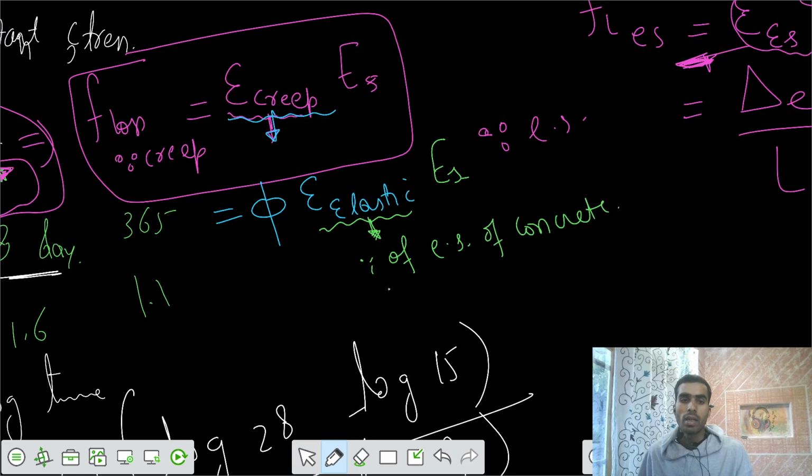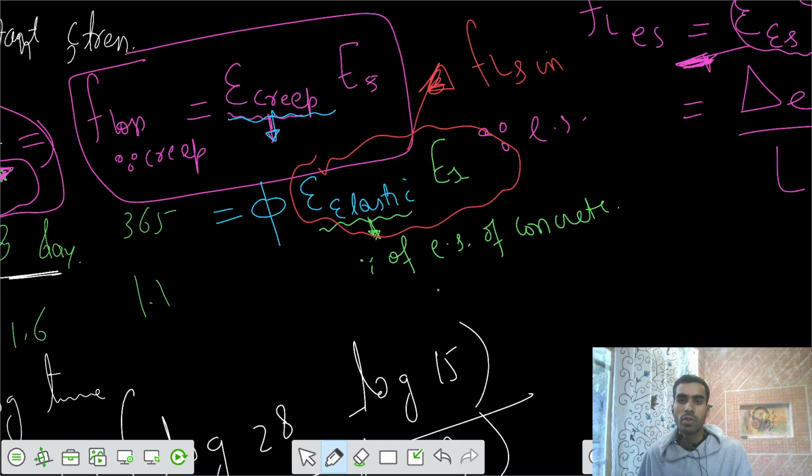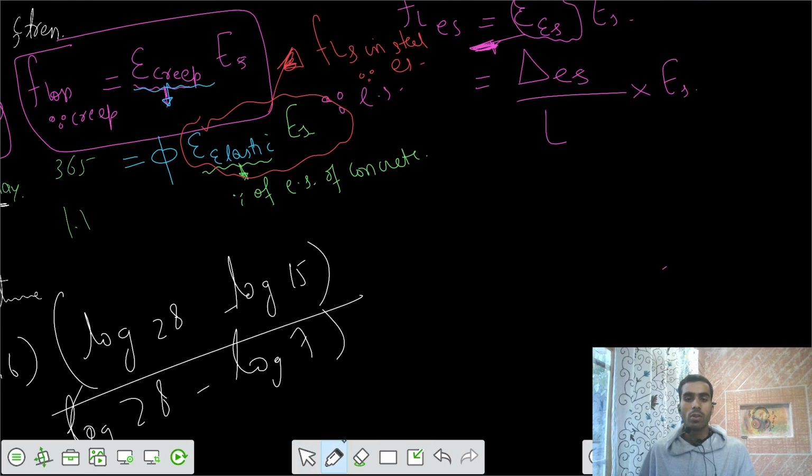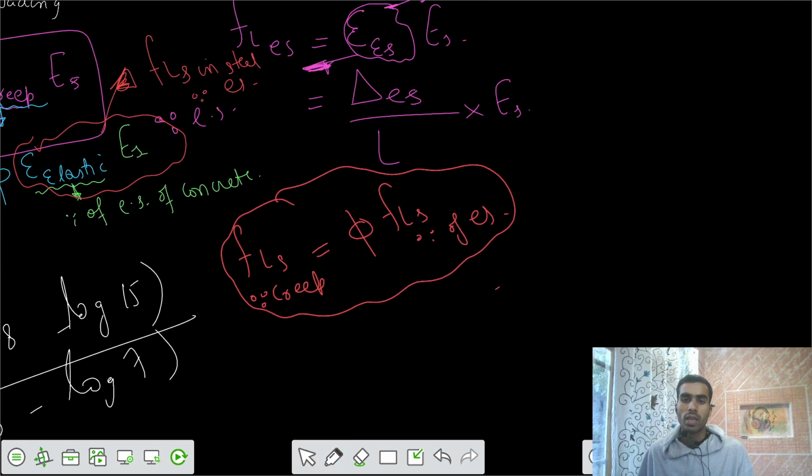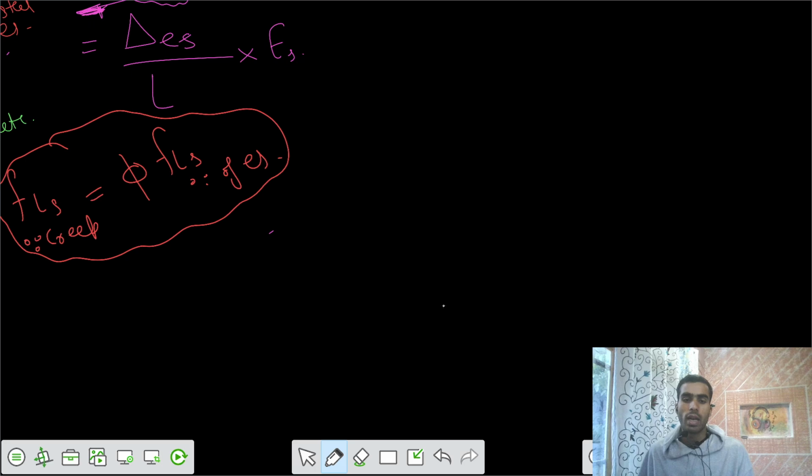Now if I say that this part is equal to the loss of stress in steel because of elastic shortening, then I would say your final loss of stress because of creep is equal to 5 times the loss of stress in steel because of elastic shortening. This is the equation we can have. Now I know how to solve the loss of stress in the steel because of elastic shortening. I know the equation for that.